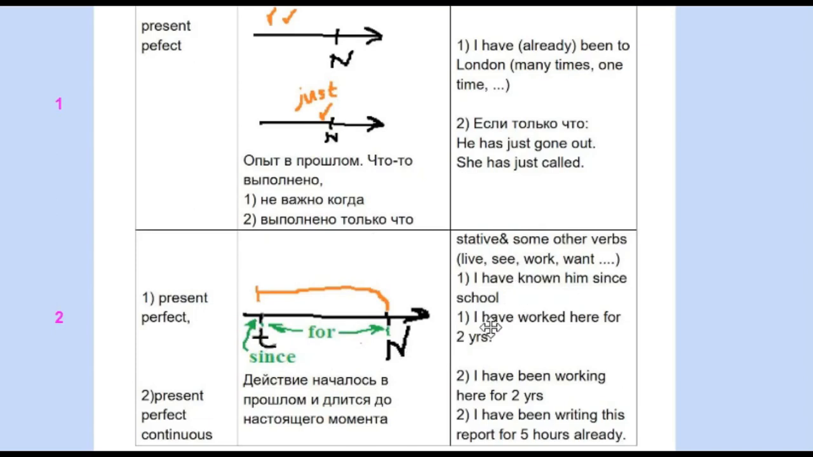I have known him since school. We see this is present perfect. Have known. Know – знати. Це дієслово стану, state verb, stative verb. І воно може використовуватися у такому вигляді. I have known him since school. This action is not finished. Ця дія не закінчена, я його ще знаю. Але я знав його зі школи. Тобто дія почалася зі школи і продовжується до зараз.